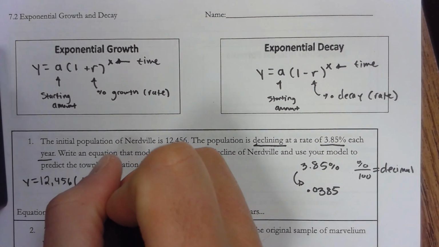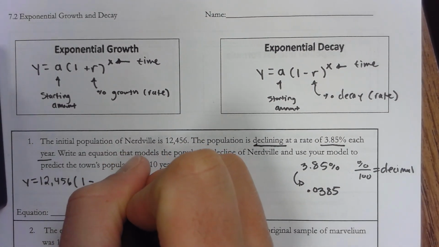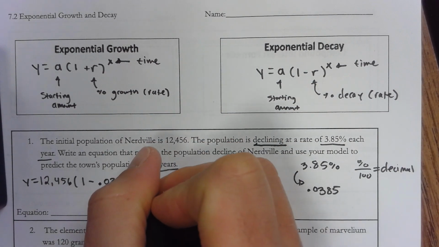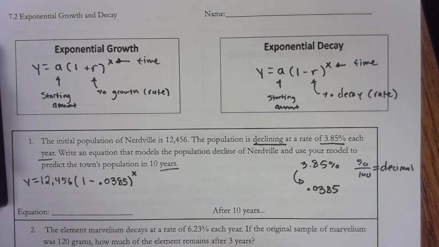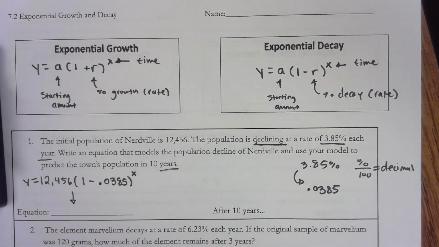So 1 minus 0.0385 to the power of x. Okay, and that's our equation. I should have put that in the box there.